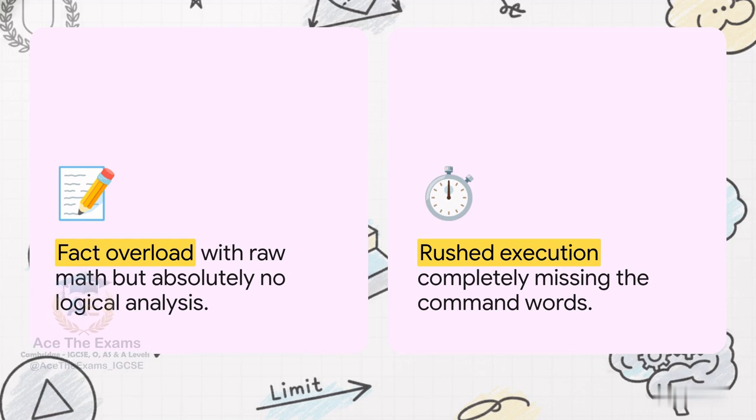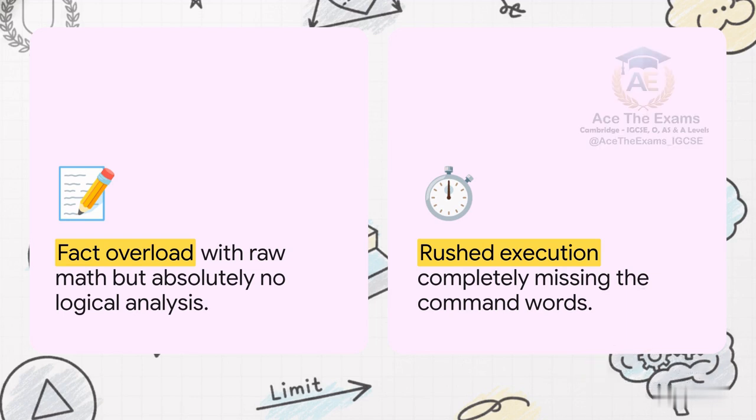There are derivatives and coordinates everywhere, but absolutely zero explanation. Alex fails to explicitly state whether the point is a maximum or a minimum based on the evidence. It's just math soup. Now, on the right, we have Sam. Sam suffers from rushed execution. Sam read the question, saw find the turning point, found the x-coordinate, and simply stopped. Just put the pen down.